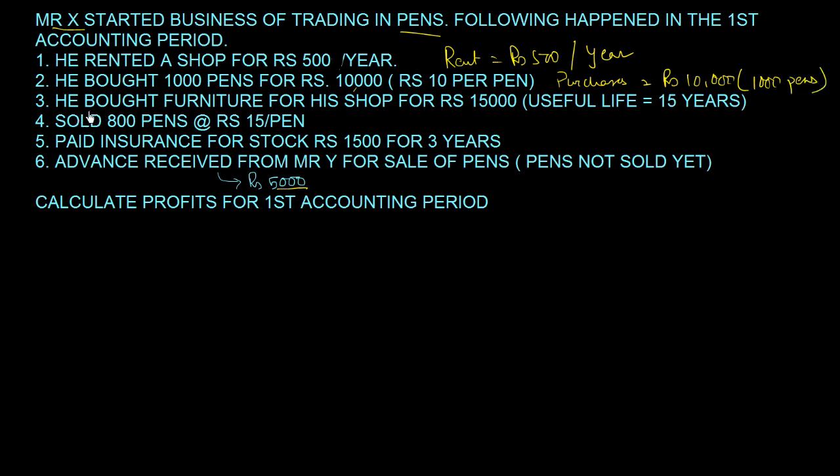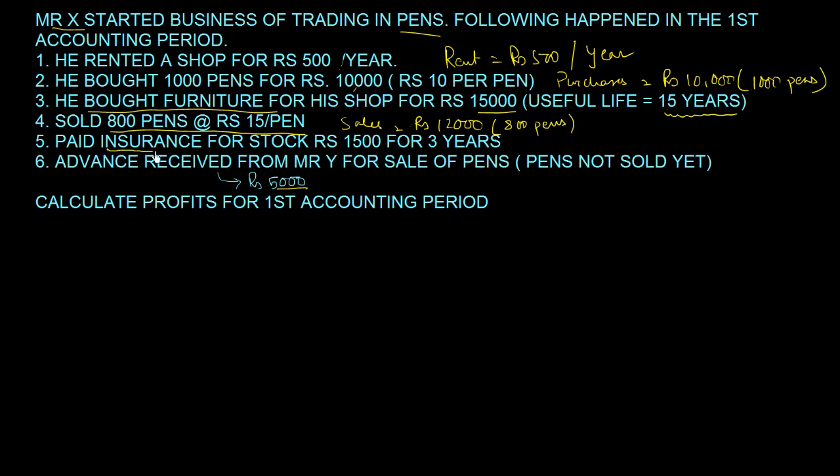Then he bought furniture for his shop for rupees 15,000. So furniture purchased is 15,000, whose useful life, please note, is 15 years. Next, he sold 800 pens in the first accounting period at the rate of rupees 15 per pen. So sales would be rupees 800 into 15, that is rupees 12,000 for 800 pens.